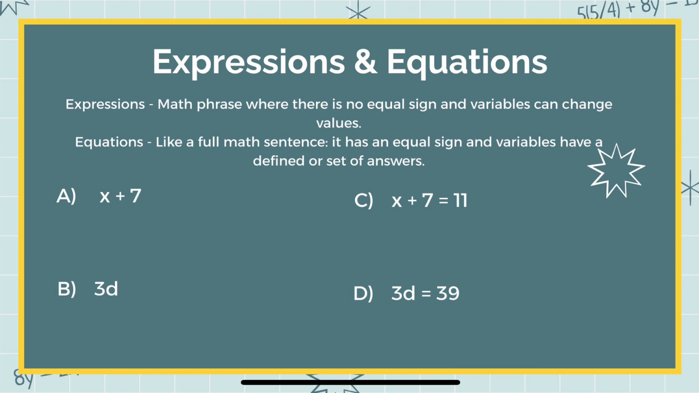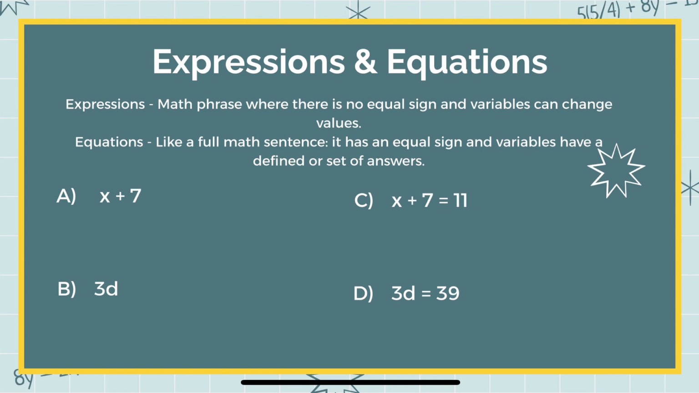Let's jump into the examples down below. Examples A and B are expressions where there is no equal sign and the variable can change. So for example A here, if you put x equals 5, we have to plug 5 in for our variable and solve it and we will get an answer of 12. Or maybe x is equal to 13 here, so if x equals 13, we will have 13 plus 7 and we will get a solution or answer of 20.